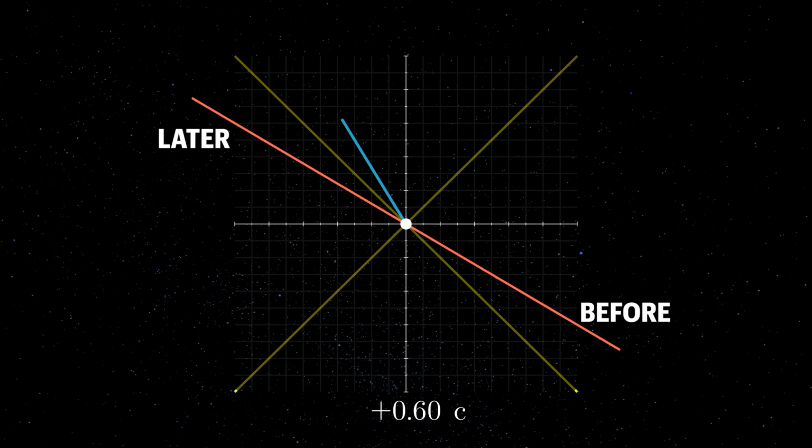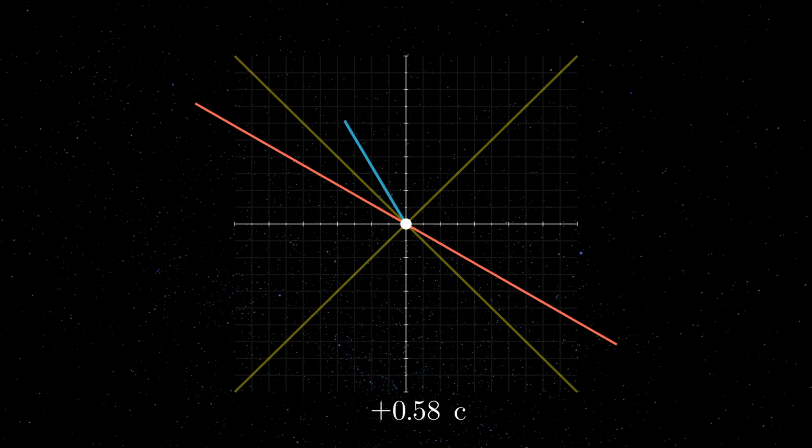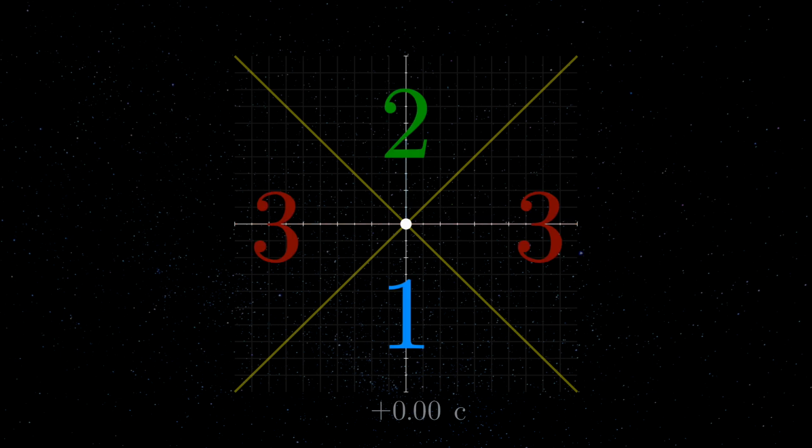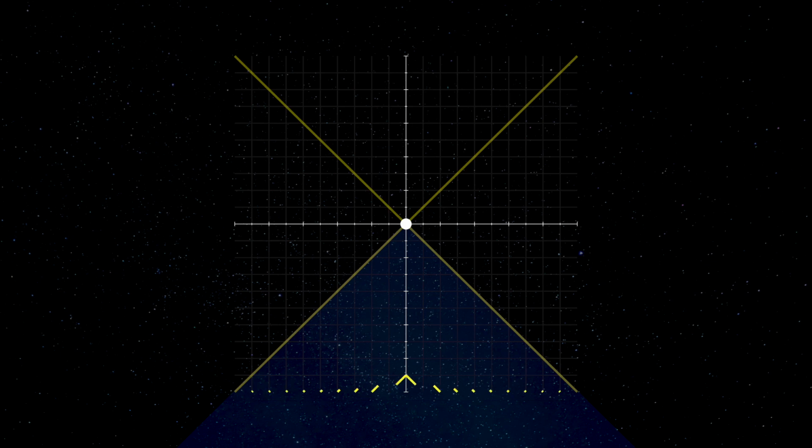But check this out. No matter what speed I go, the light I'm seeing here and now is the same, and so is the light I send out. Using our light cone, we can divide our space-time diagram into 3 different regions. All of this is things we've already seen, or the past.